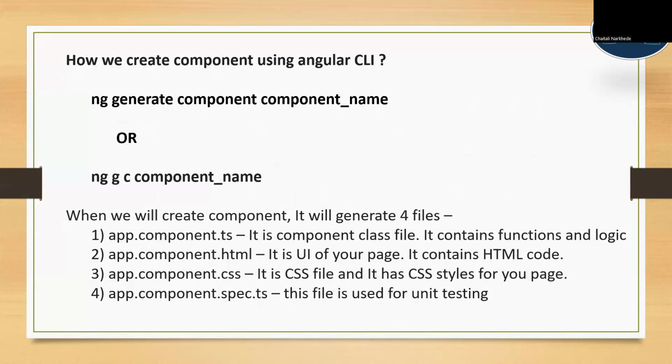App.component.ts is the component file. It contains functions and logic. App.component.html is the UI of your page. App.component.css is the CSS file and contains styles for your page. App.component.spec.ts, this file is used for unit testing.